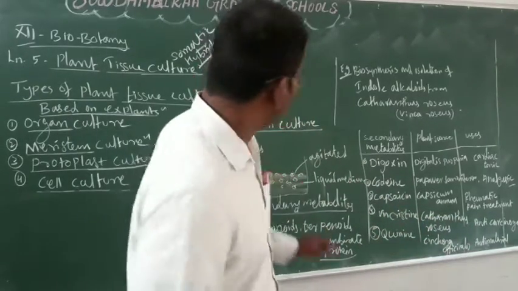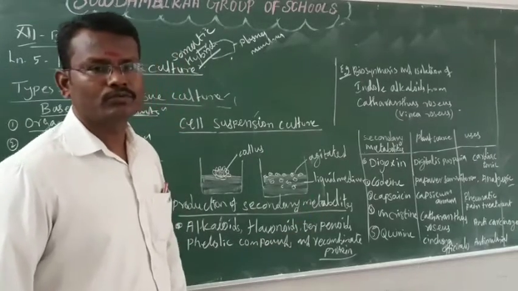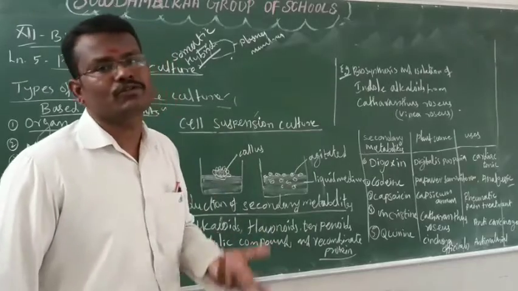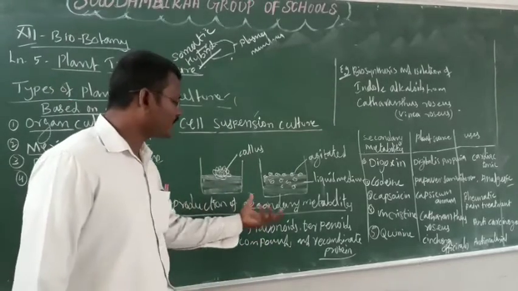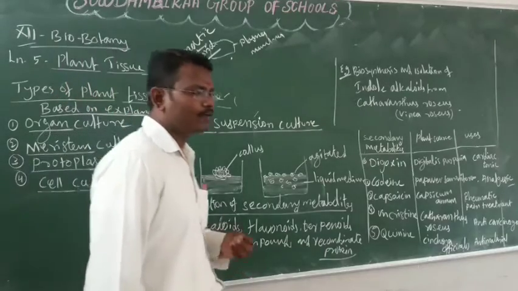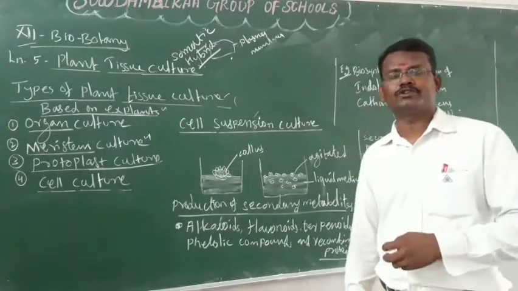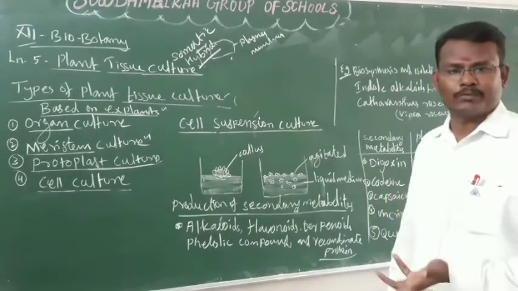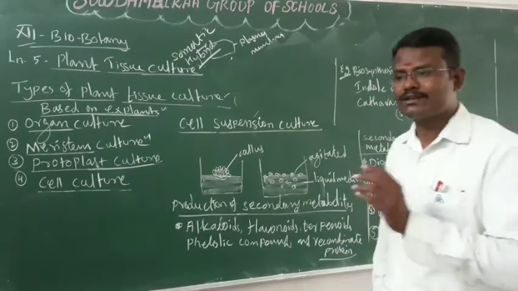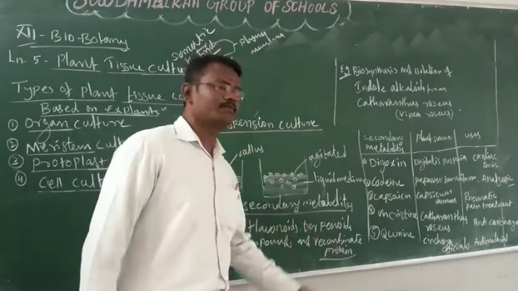This technique is used for secondary metabolic products. Production of secondary metabolic products uses the cell suspensor culture. Already you know the secondary metabolic product. Primary means the chemical substances in plants used for the growth and development of living organisms. That is primary. Secondary means not used for normal growth and development. That we call secondary metabolism.